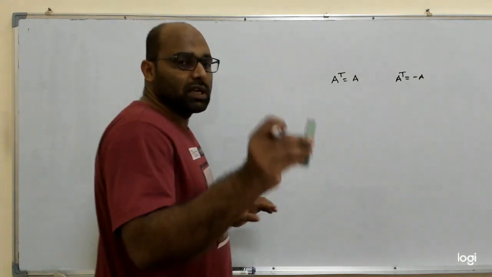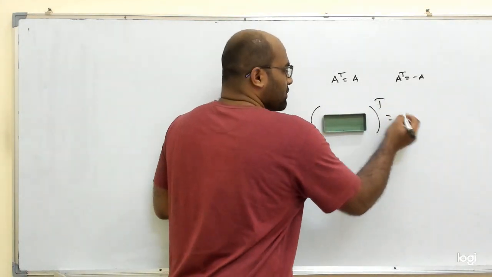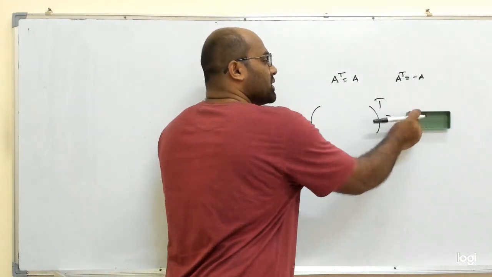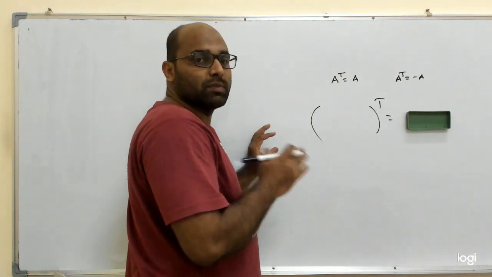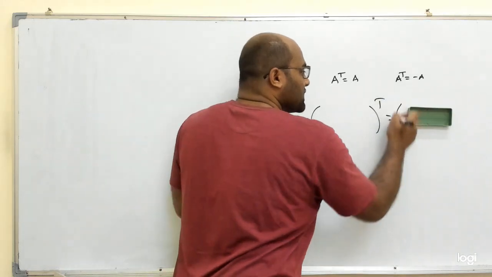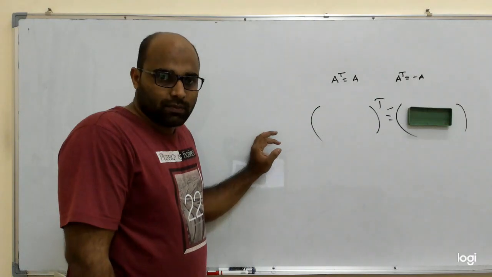To understand this, suppose you consider this matrix. If you want to say it is symmetric, its transpose should be the same as the same matrix. So we call this matrix symmetric. Now if the transpose gives the negative of this matrix, we call it a skew symmetric matrix. Don't forget it.